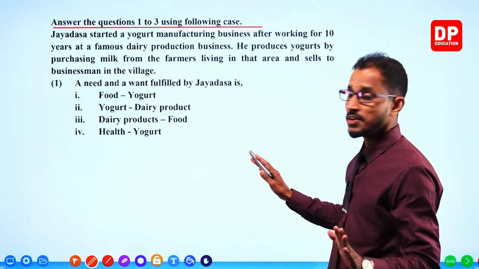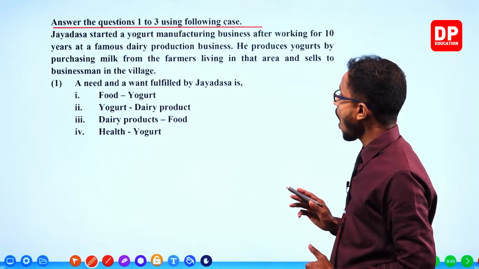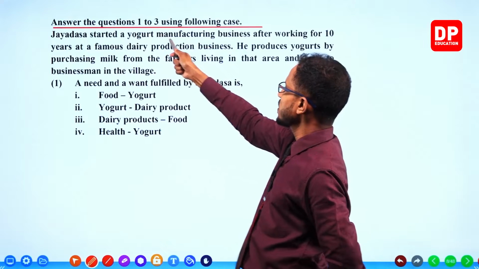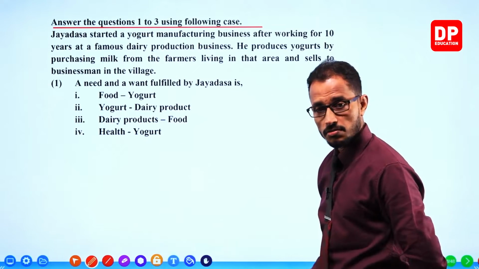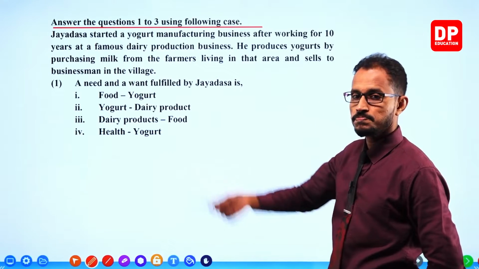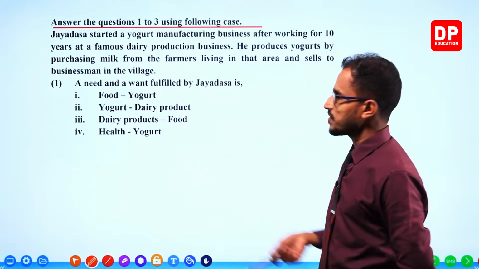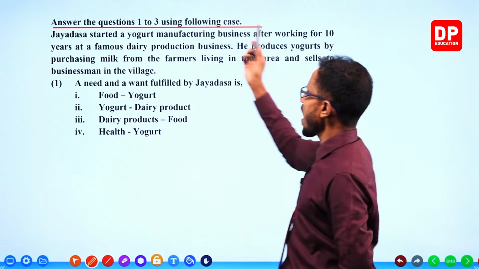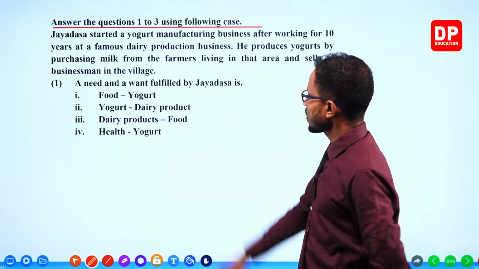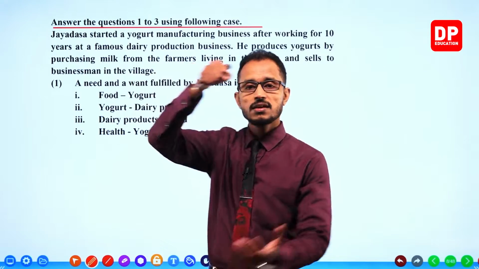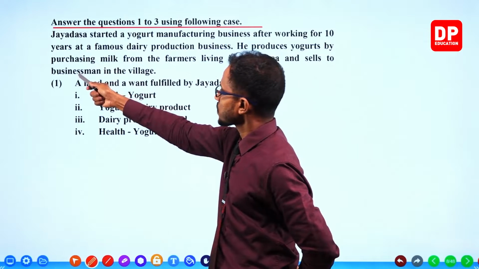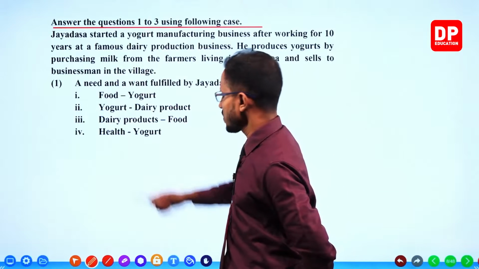But he did not continue in that company. He resigned from the company, and Jayadasa started producing yogurt by himself, with the 10 years experience from Highland or wherever he worked. He produces yogurts by purchasing milk from the farmers living in that area. He's buying milk from the farmers of the village, and he sells to businessmen in the village. Okay.